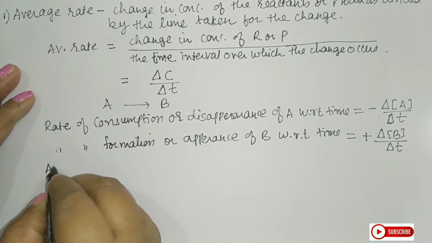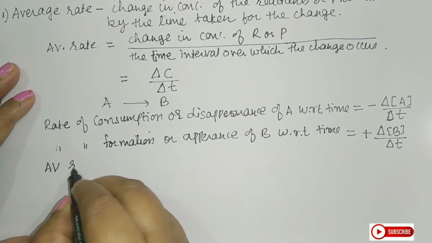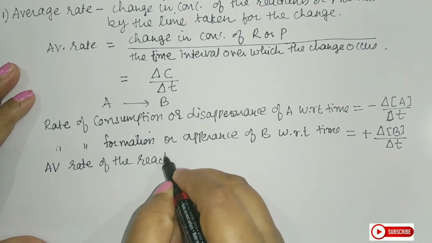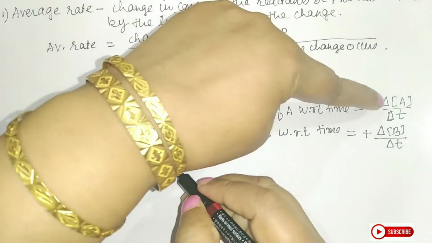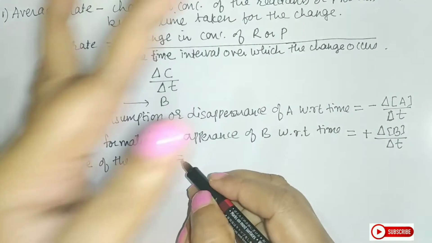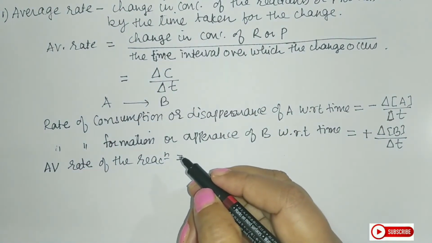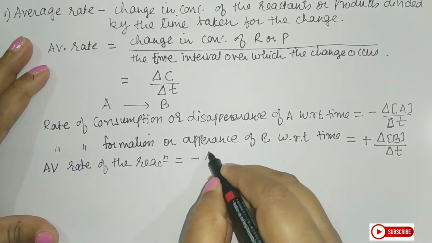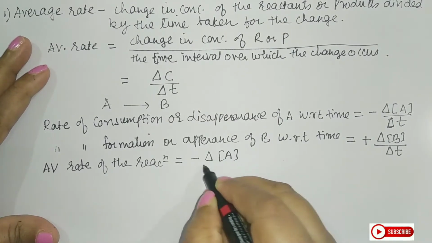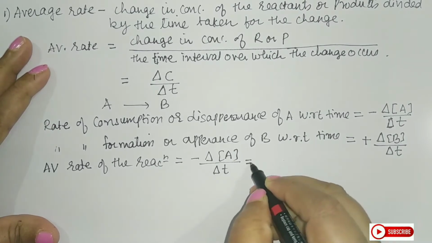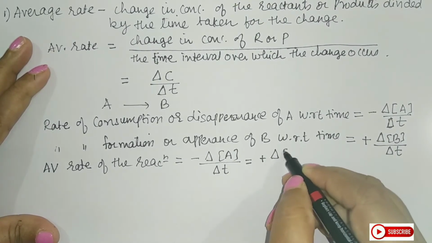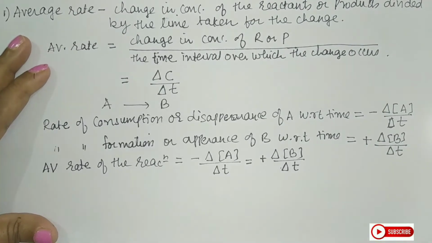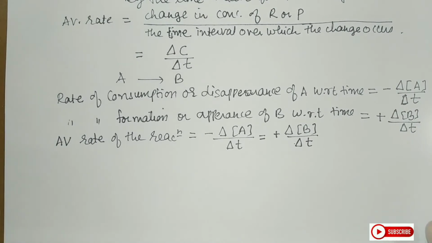Now next I will write for the reaction. So average rate of the reaction is, you have to write this first, then this. Follow a sequence. Go from reactant towards the product or come from products towards the reactant. Choice is yours. So it will be minus delta A by delta T is equal to plus delta B by delta T. Signs are very important because they represent whether there is a decrease or an increase. So this is how you will write for the reaction.